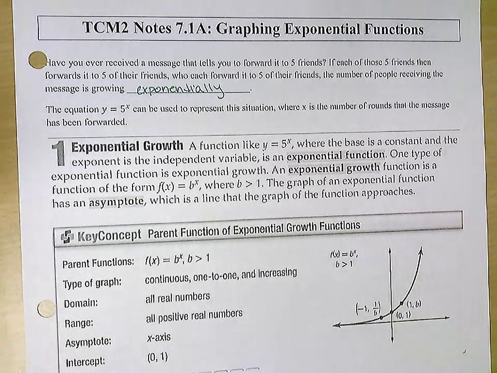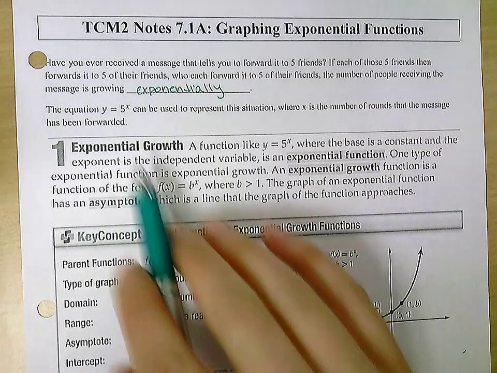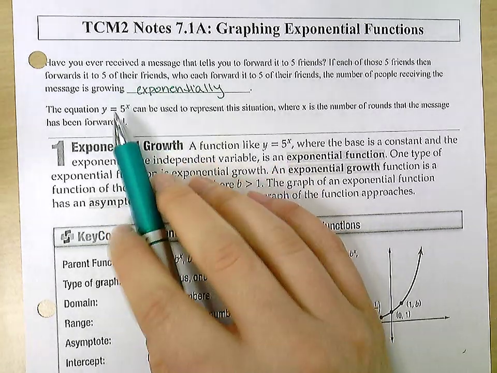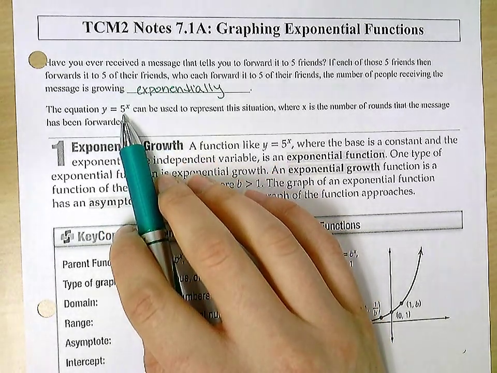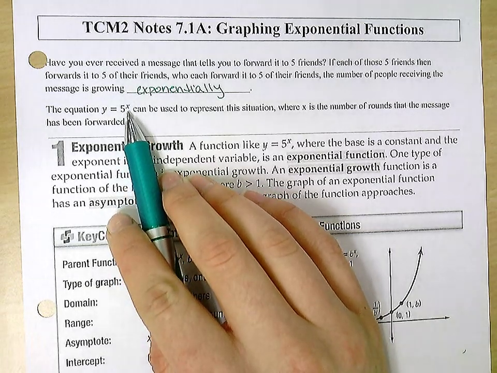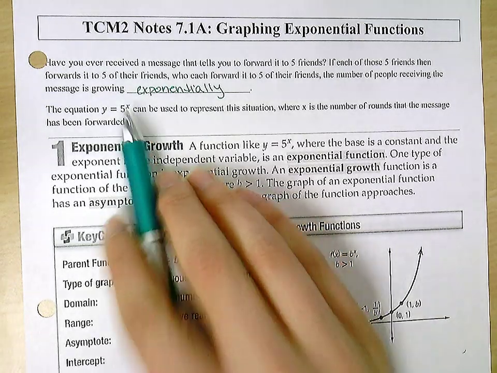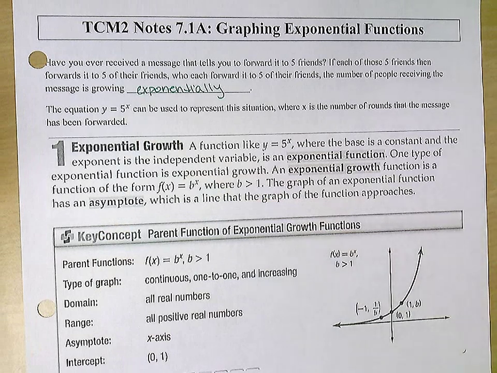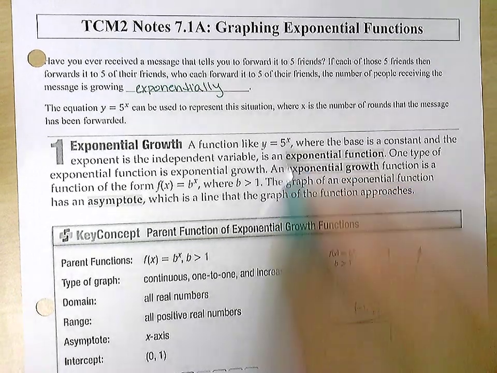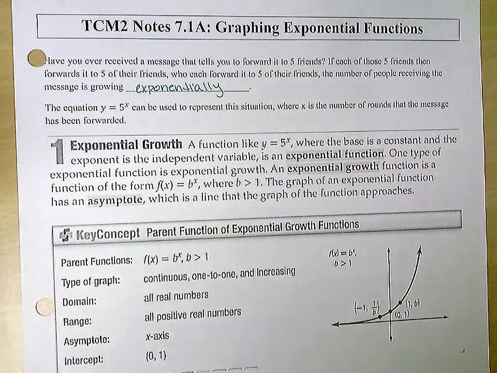Pretty weird. So that will grow exponentially. It will have a function that is 5 to the x because you have 5 people forwarding it to 5 people, forwarding it to 5 people, and then that x is however many times that it gets forwarded. So we're going to look at exponential growth today and Monday. A function like y equals 5 to the x power, where the base is a constant and the exponent is the independent variable, is an exponential function.